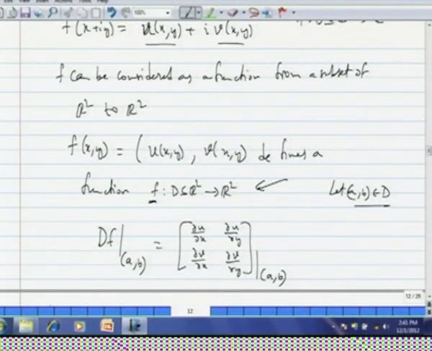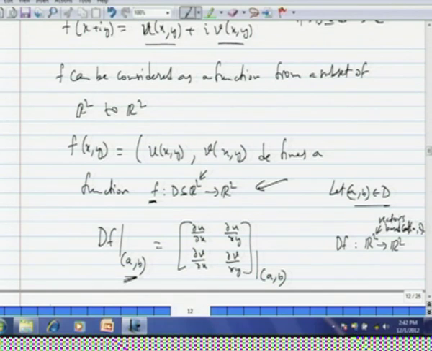And if you take a vector in R2 based at the point (a, b), then df takes vectors in R2 near, or based at, the point (a, b), to vectors in R2. That was the setting for a function of two real variables, whose range is a subset of R2.